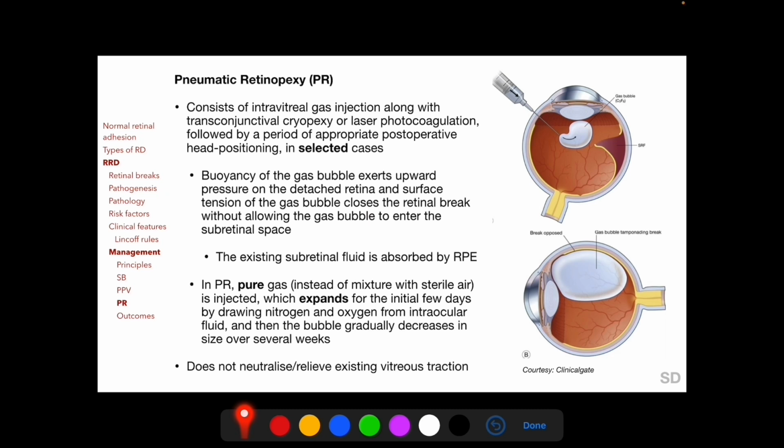In PR, pure gas is injected, which expands for the initial few days by drawing nitrogen and oxygen from intraocular fluid, and then the bubble gradually decreases in size over the next several weeks. But unlike scleral buckling or PPV, PR does not neutralize or relieve existing vitreous traction.